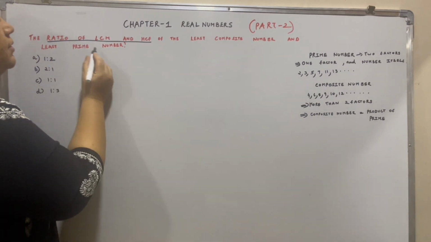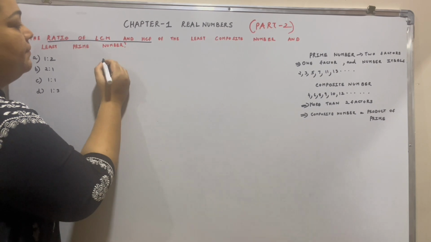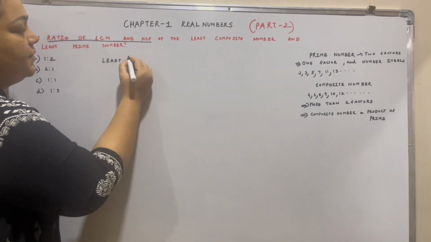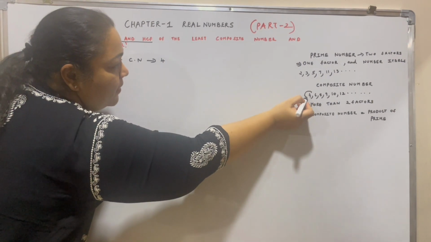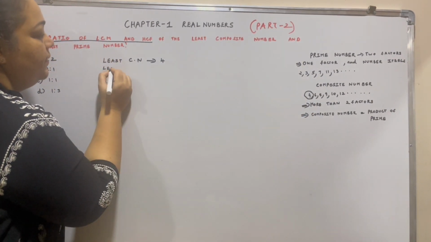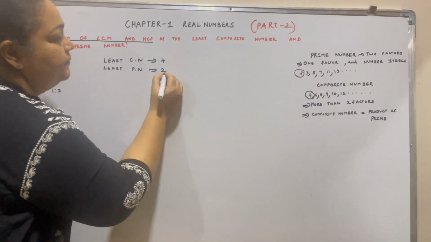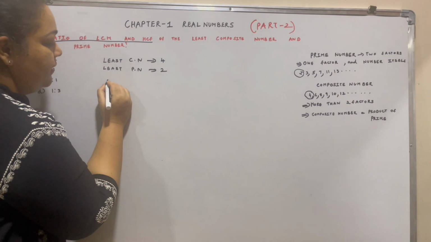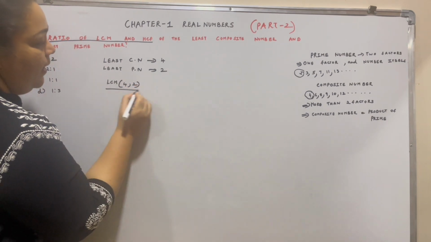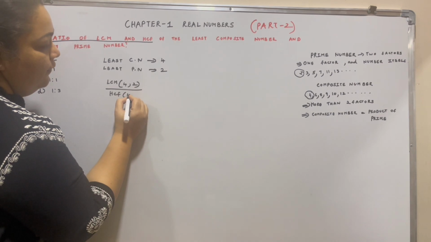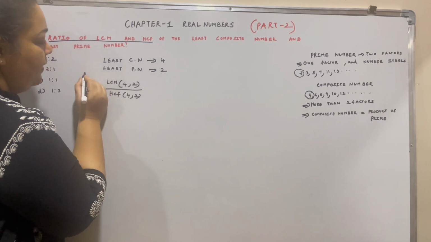Now what they are asking in the question: what is the ratio of LCM and HCF of the least composite number and the least prime number? So what is the least composite number? The least composite number is 4. And the least prime number is 2. Now they are asking the ratio of LCM and HCF. So LCM of 4, 2 by HCF of 4 and 2. 4 is the least composite number and 2 is the least prime number. This is given in the question.